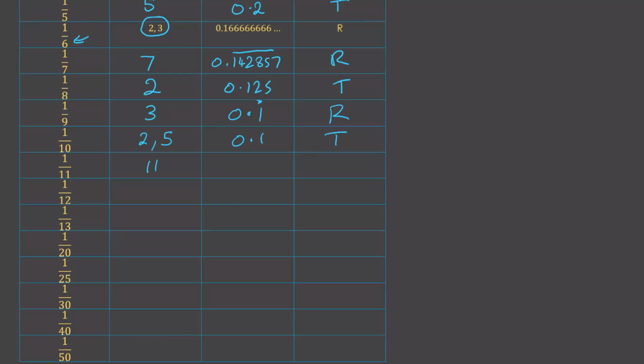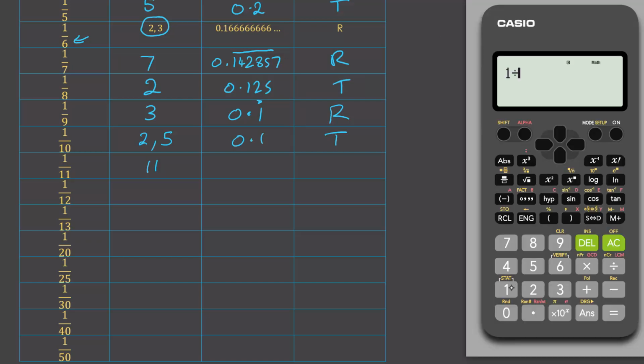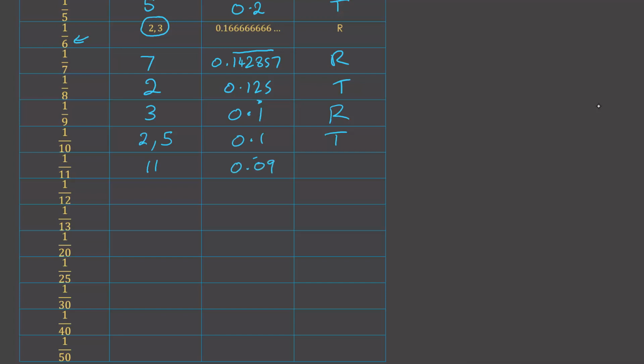1/11, well, 11 is prime. So if I just do 1 divided by 11 here, it's 0.090909. Don't worry about this one at the end. The calculator rounds at the end of the display. So it is 0.09 recurring, which is recurring. 12 is 2 times 2 times 3, so 2 and 3 are the primes. And we came across this one in an example just now. It's 0.083 recurring, which means it recurs.